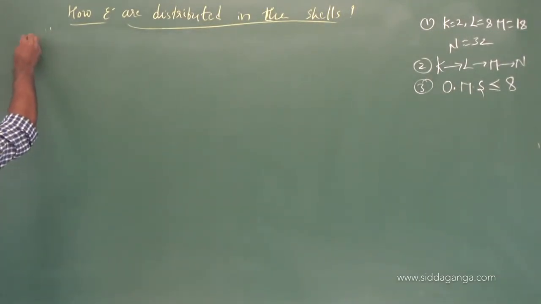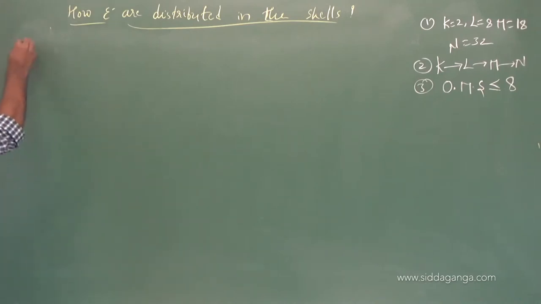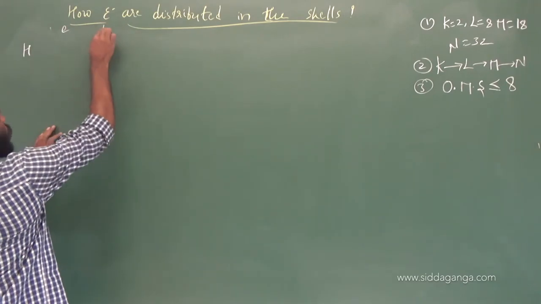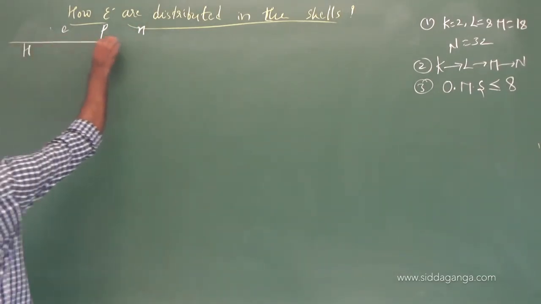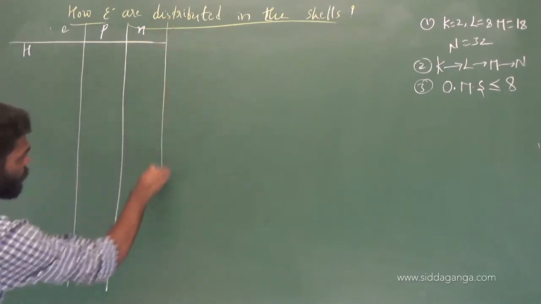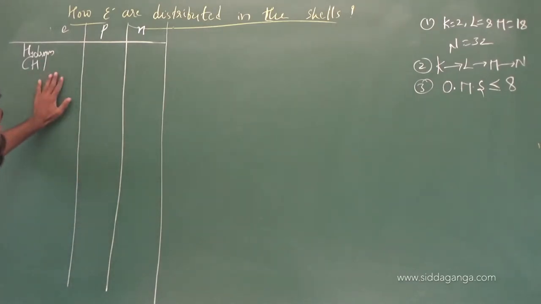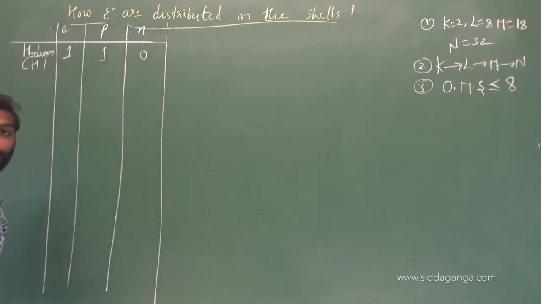Hydrogen, the first one is what? Hydrogen. I write the number of electrons in this column, the protons in this column, neutrons in this column, right? See here, the first element is hydrogen. Symbol is H. In hydrogen, there is one electron and one proton, no neutrons, right? No neutrons.